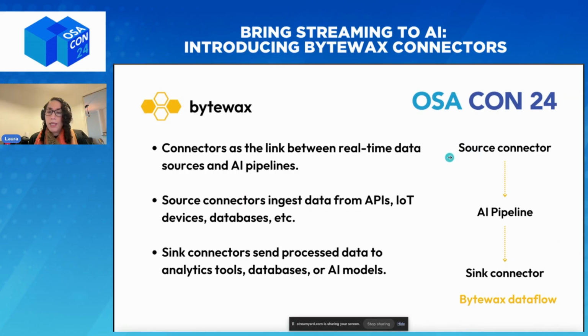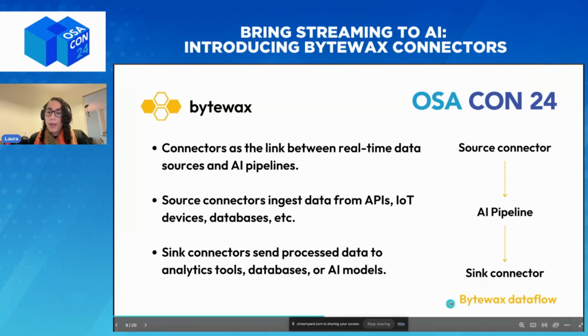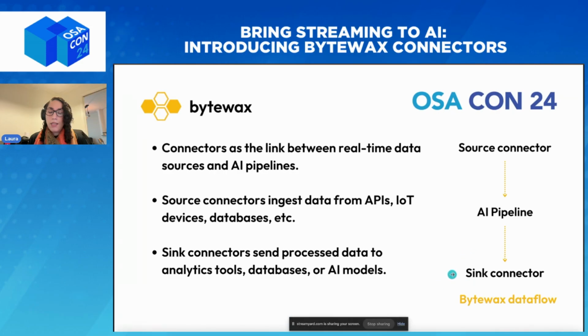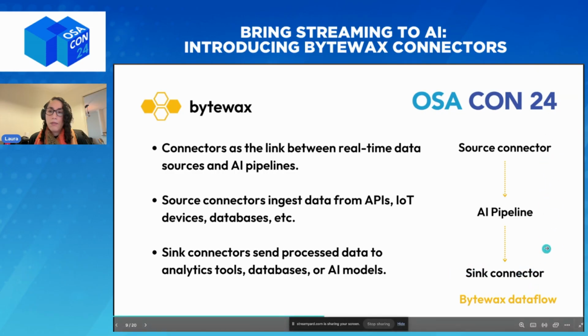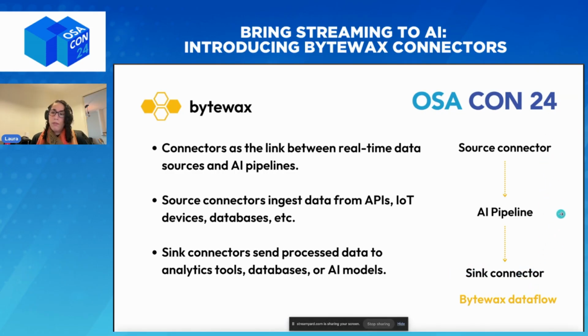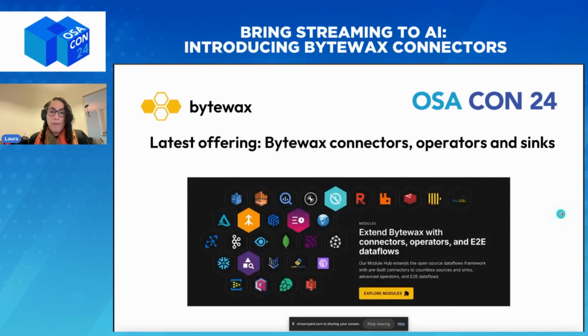The connector can be a data source such as Kafka. It can also be IoT devices. It can be classic databases. We then have an AI pipeline. In this case, this is going to be a Bytewax data flow with different operators. And then we can use the sync connector to send the processed data to either a database, an AI model, or any kind of analytic tool. So this is more or less the framework or assumptions that we're following at Bytewax.